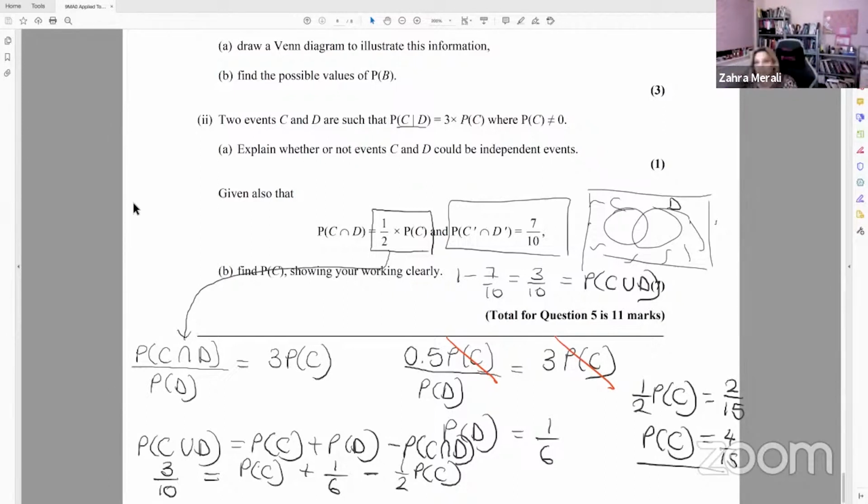Okay. I think that's the last question. Yes. So those are the probability questions. Remember, with probability, there are just a few rules. Probabilities are always between 0 and 1. If they're mutually exclusive, they can never, ever happen together. And if they're independent, the probability of A times the probability of B is the probability of A and B.